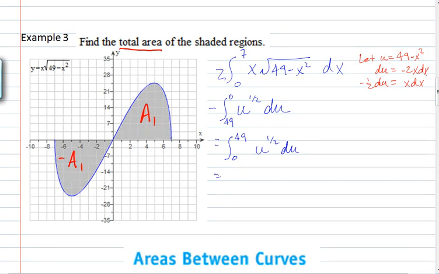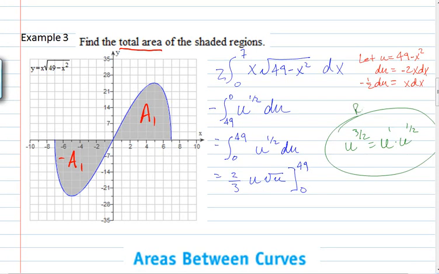When I integrate this, I'm going to add 1 to 1/2, we get 3/2. So that's 2/3 times u square root of u, because u to the 3/2 is u times the square root of u, from 0 to 49. Experience taught me to rewrite u to the 3/2. That's u to the first times u to the 1/2, isn't it? Yes. Okay. Thank you for letting me know. And I'll leave that one.